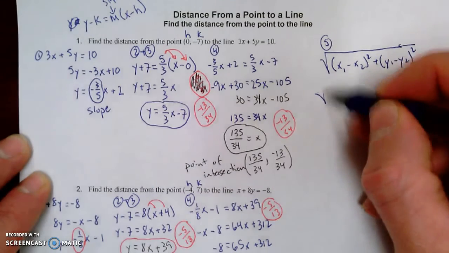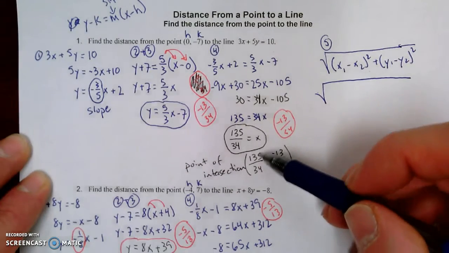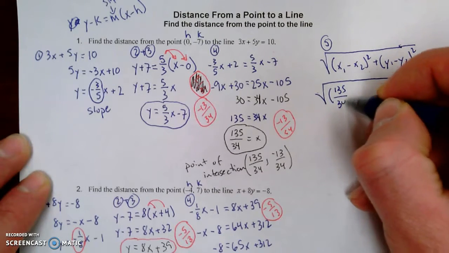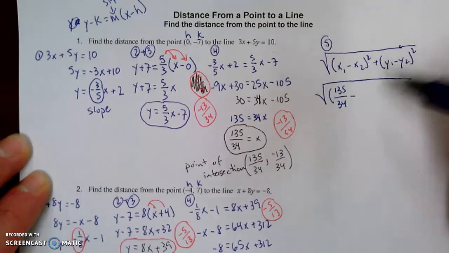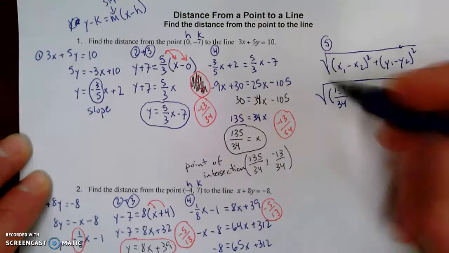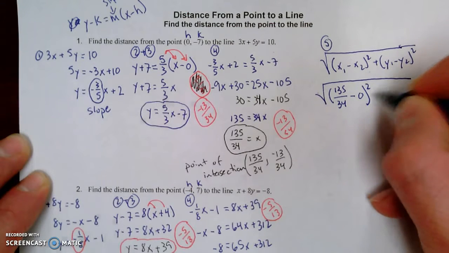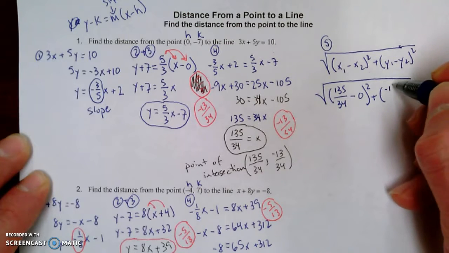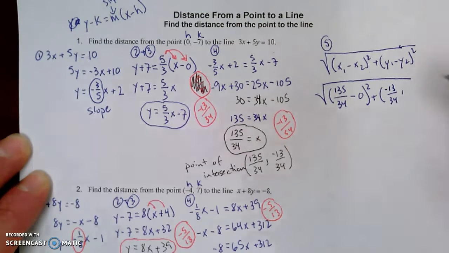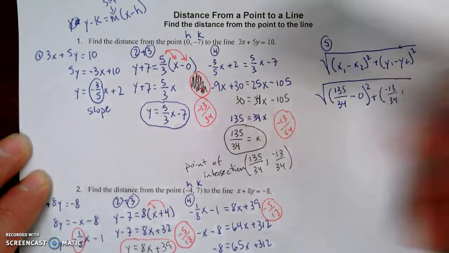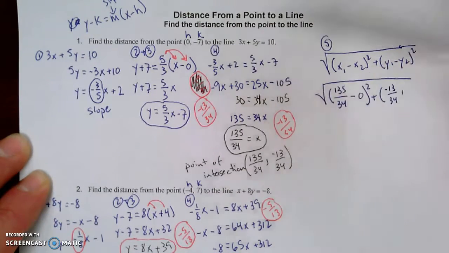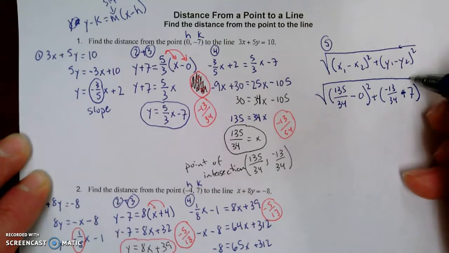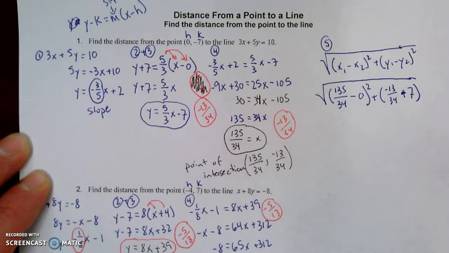So let's go ahead and enter those values in. Our x sub 1 is 135 over 34, minus our x sub 2, which is 0, squared, plus our y sub 1, which is negative 13 over 34, and our y sub 2, which is negative 7. So that's minus a negative 7, which turns into plus 7.